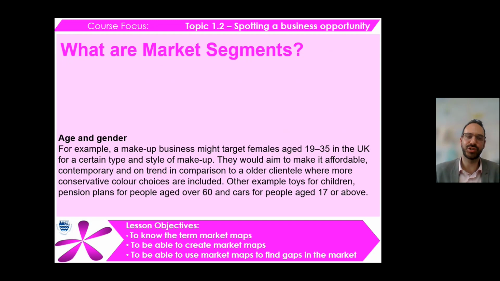So one example is age and gender. The example I've got here is for a makeup business. You might target females aged 19 to 35 in the UK for a certain type and style of makeup. So they'd aim to make it affordable, contemporary, and on trend in comparison to an older clientele where more conservative colour choices are included. So the idea of what we're trying to make there is for women. So we are focusing on women's makeup. So that's one market segment.